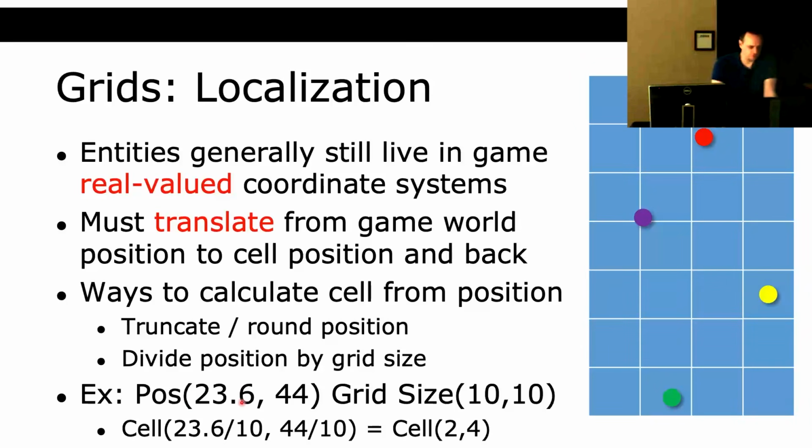So for example, if we have a position of an entity at 23.6 in the x direction and 44 in the y direction, and we have chosen to make our grid cell sizes 10 by 10, then we can just take those and divide them by 10 and then round it off. So 23.6 divided by 10 would just become 2, and 44 divided by 10 would just become 4. And so that's how we would translate from our real world position into our grid position.